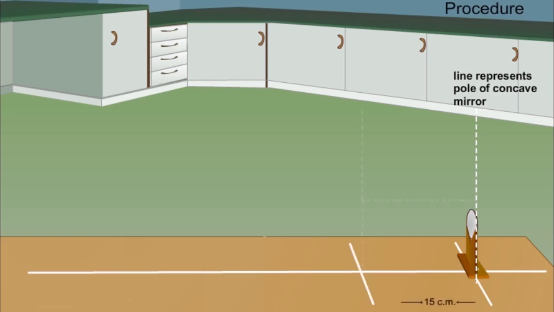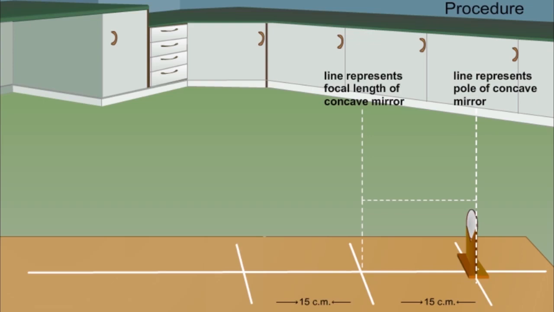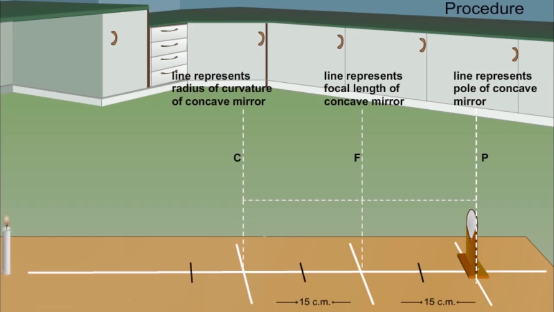Now draw another line parallel to it. This line represents the principal focus of the concave mirror that we have measured. Also measure a perpendicular distance from the line representing the pole equal to double the approximate focal length of the concave mirror and draw another line parallel to it. This line represents the center of curvature of the concave mirror. Remember that the principal focus lies midway between the pole and the center of curvature of a spherical mirror of small aperture.